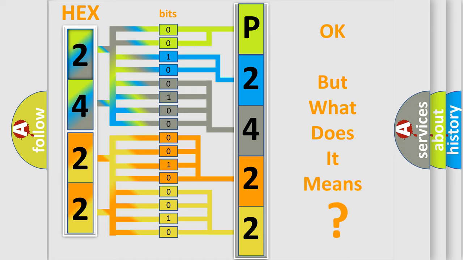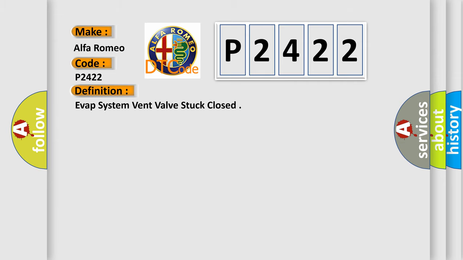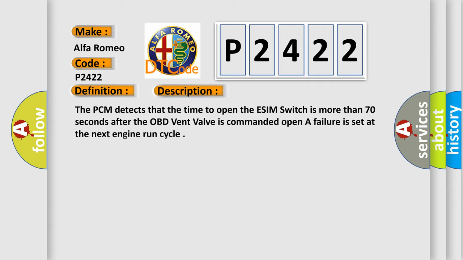The number itself does not make sense to us if we cannot assign information about what it actually expresses. So, what does the diagnostic trouble code P2422 specifically mean for Alfa-Romeo? The basic definition is: Evap system vent valve stuck closed. And now this is a short description of this DTC code.